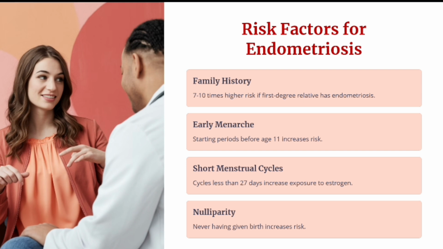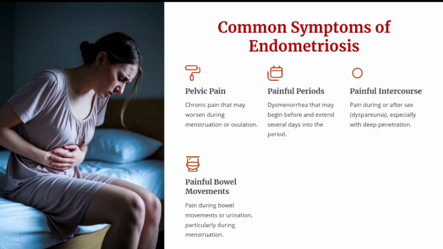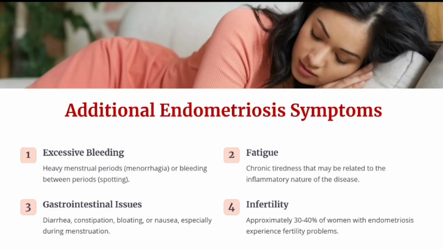Common symptoms of endometriosis. Endometriosis symptoms vary, but the most common include severe pelvic pain, painful periods, pain during intercourse, and heavy bleeding. Other signs may include digestive issues, chronic fatigue, and infertility. Beyond pain and menstrual irregularities, endometriosis can cause excessive bleeding, gastrointestinal problems like bloating and nausea, and even emotional distress due to chronic discomfort and fertility struggles.